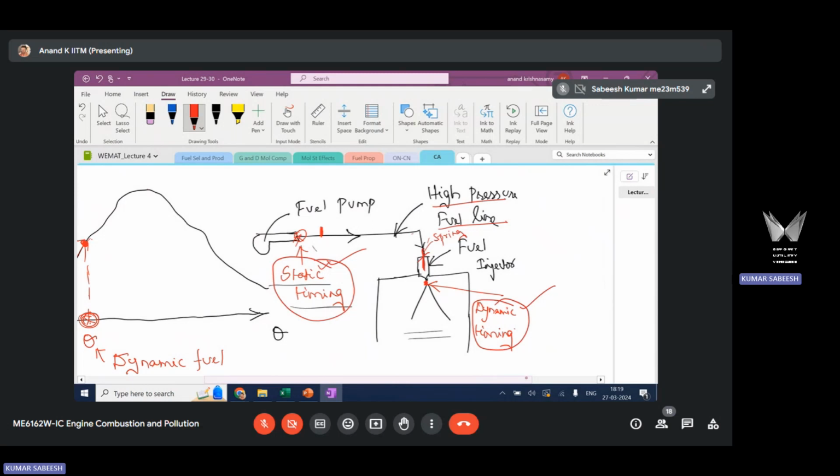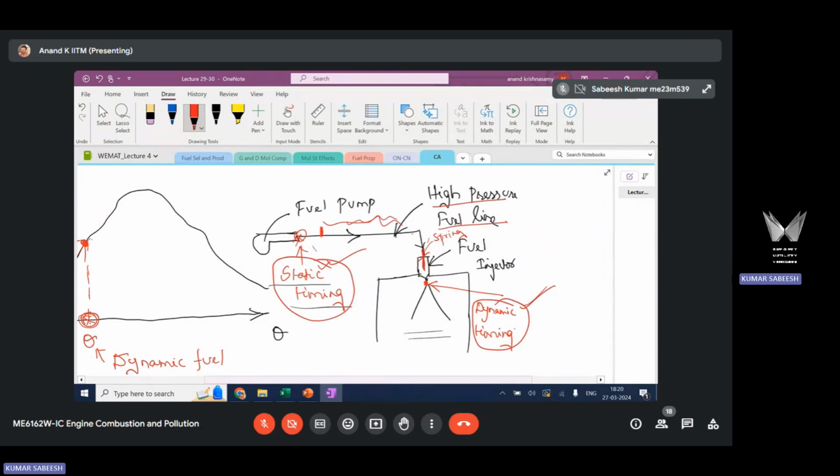Once the fuel is delivered into the high pressure line, the pressure builds up here. Pressure is a wave phenomenon. Pressure builds up and will reach the injector end. In the injector, the needle is normally closed. Once the line pressure exceeds the spring force, the needle will lift and fuel will be sprayed. So that timing is the dynamic timing.